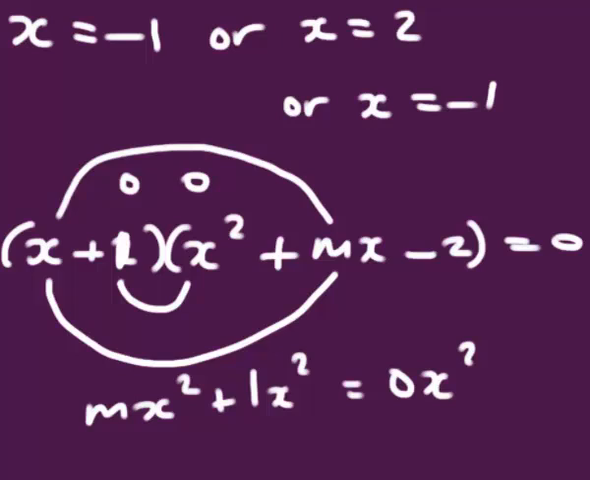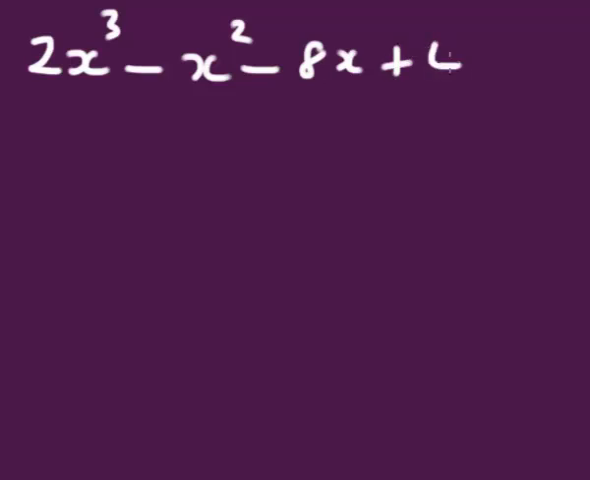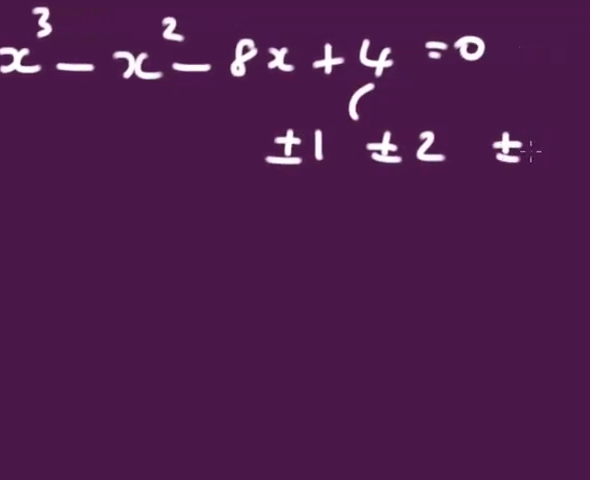Okay, should we try another example using what I call the smiley face method? Let's have a look at this: 2x cubed minus x squared minus 8x plus 4 equals 0. Again, you probably could have used the technique of grouping. It's always a good thing to try. But let's use the inspection method and see what we get. What are the factors of 4? 1, 2, and 4.